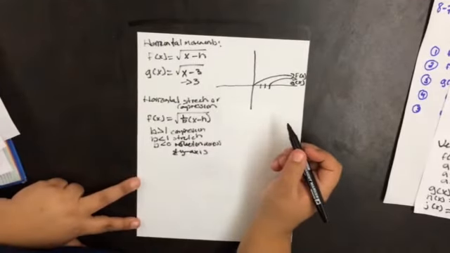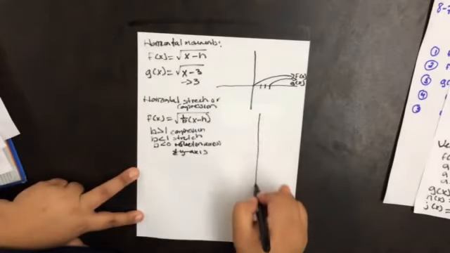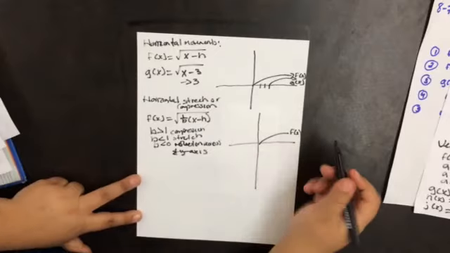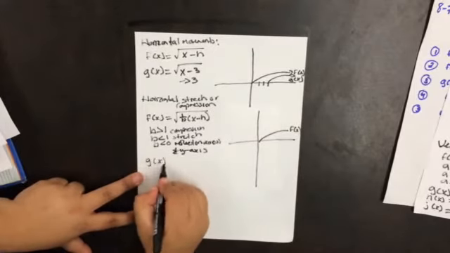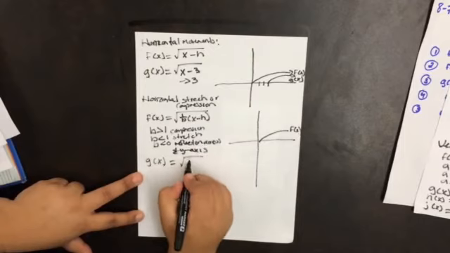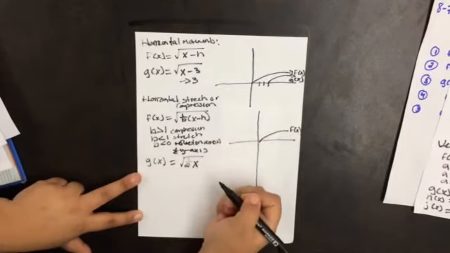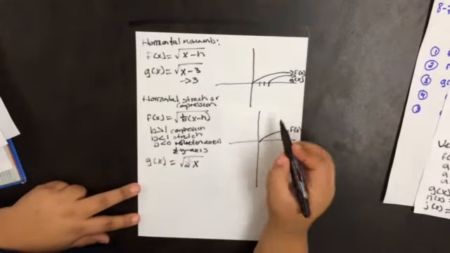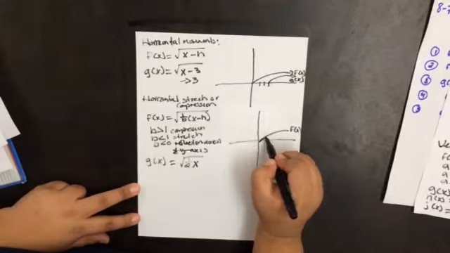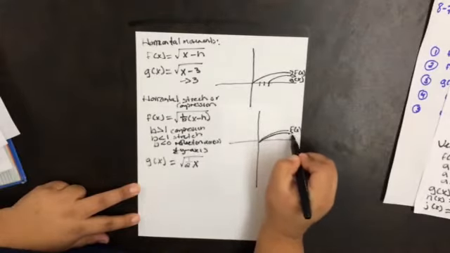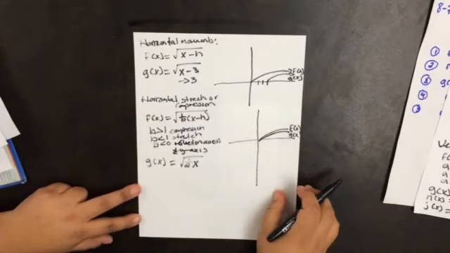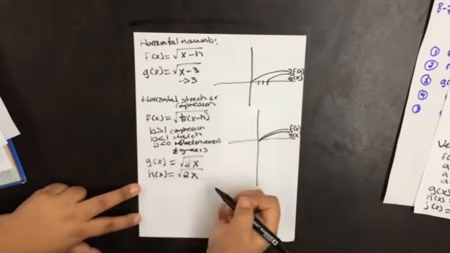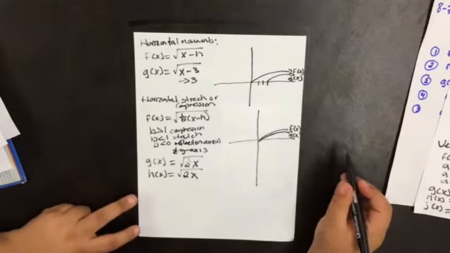Okay, so let's do an example. Here we have g of x equals the square root of 1/2 x. It's going to be a horizontal compression by 2. So then it's going to look something like this. G of x. If we have h of x equals the square root of 2x, then that's going to be a horizontal stretch.